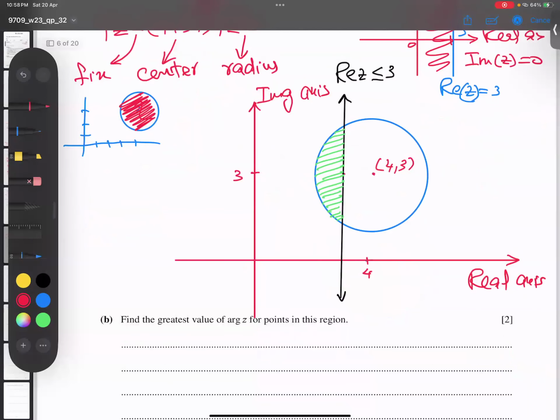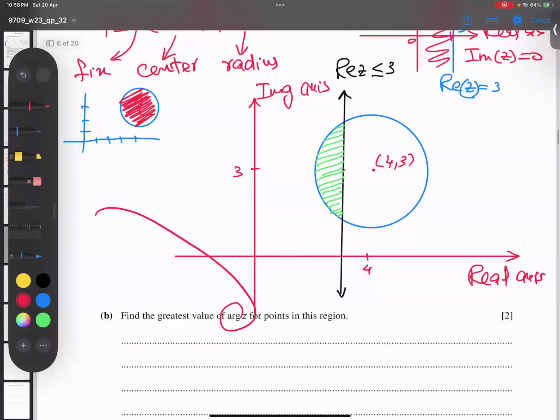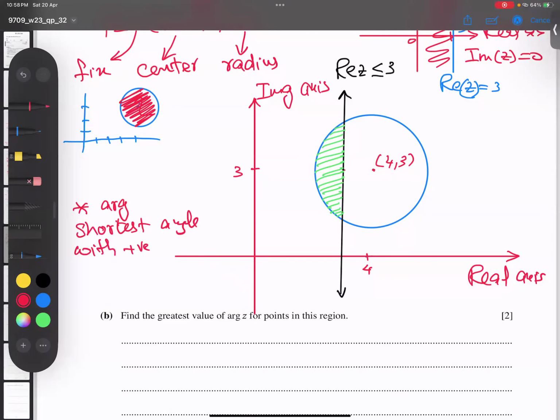Now he's saying find out the greatest possible value of argument of z. What is the argument, student? All of you know the definition of argument. What is the definition of argument? The shortest angle with a positive x-axis.